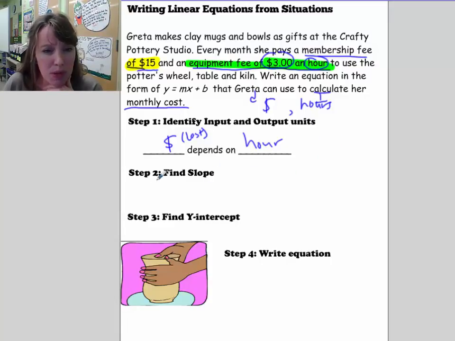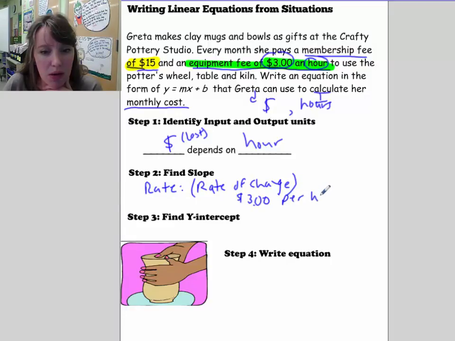Okay, the slope is always going to be the rate. Okay, because the rate, remember that rate of change has everything to do with rate of change. Well, the rate that we have is $3 per hour. So that's going to translate to us as 3 for the slope.